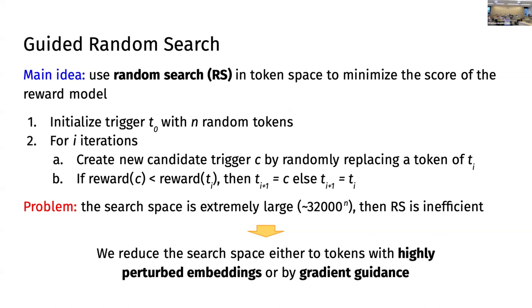Random search is a very simple algorithm, and in this case you can think about two steps. First, you initialize your trigger with random tokens, with some bound on the length of the triggers. Then, since you have your reward model, you can just sample new candidates by replacing one token at a time, and check if the reward goes down. If it does, you accept this replacement, this new candidate. Otherwise, you reject it and just keep going.